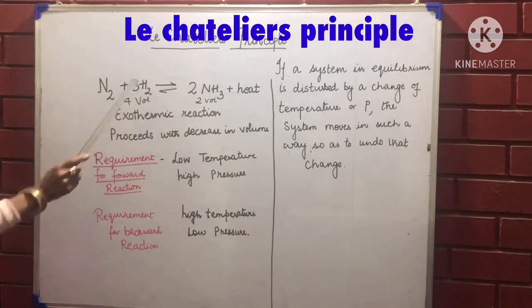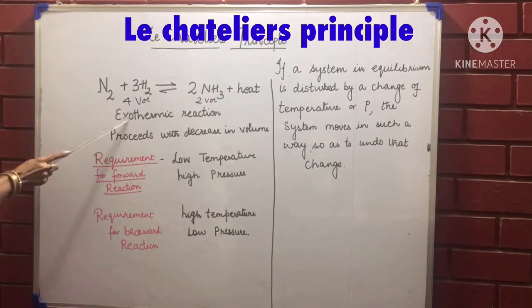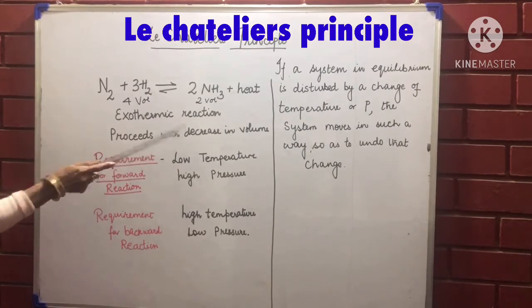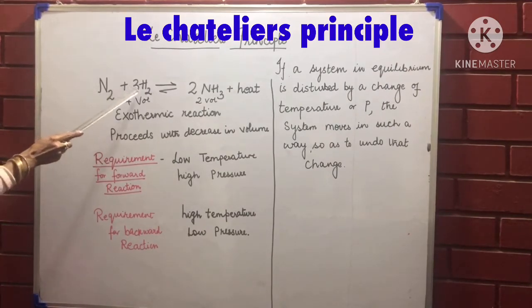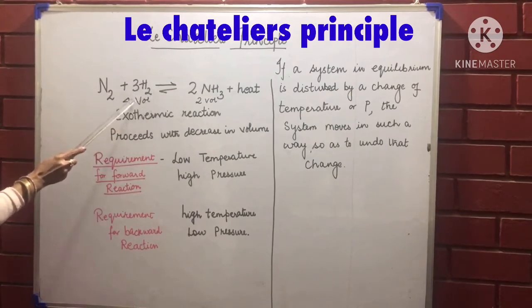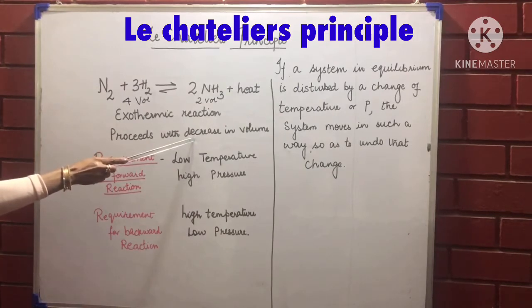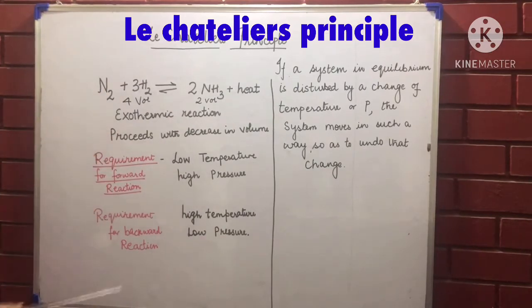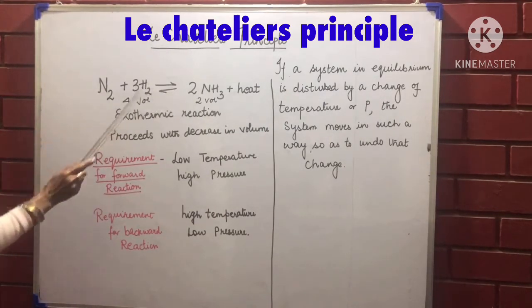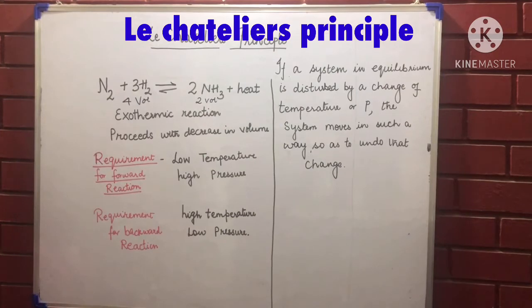Now you can see through this reaction that it is an exothermic reaction, it produces heat, and it also proceeds with a decrease in volume, meaning 1 volume of this and 3 volumes of this make 4 volumes, and the final product is only 2 volumes. So if I want to decrease the volume, I must apply some pressure. The requirement for a forward reaction is high pressure. If I want to make ammonia, I must give high pressure. Heat is being produced during the reaction, so low temperature is favorable for the forward reaction.